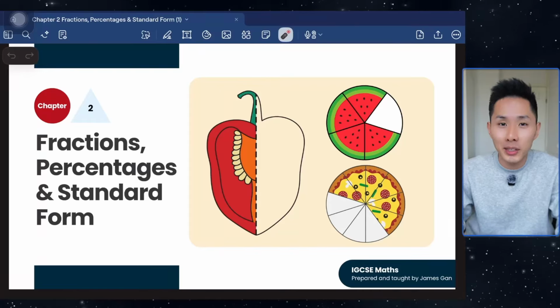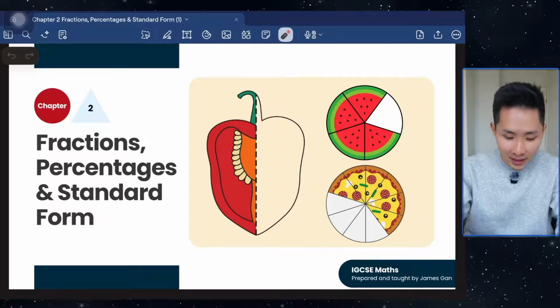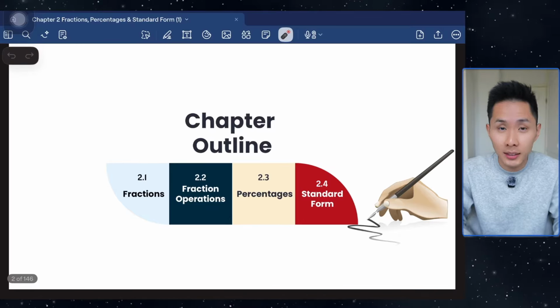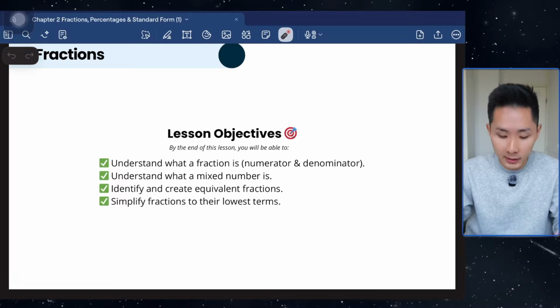In this video, we're going to look into Chapter 2 of IGCSE Math: Fractions, Percentages, and Standard Form. And this is the chapter outline. And the first subchapter of the chapter is fractions.